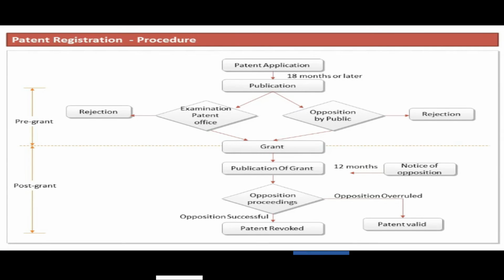And based on what do they evaluate this? They're going to evaluate this particular application and specification. They're going to read and understand and try to evaluate based on 4 criteria. What are the 4 criteria? First one, whether this has got novelty, which we have already understood.